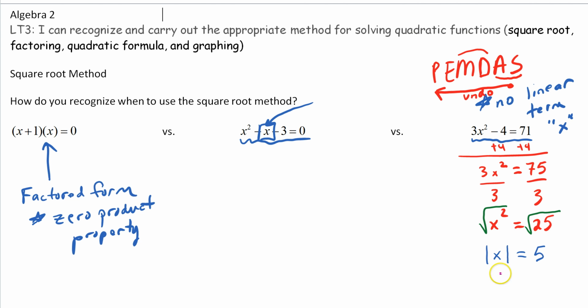So this actually has two solutions. X could be 5, or x could equal negative 5. So there are two solutions here. You can write it like this, or you can write it like this. Either one will be acceptable. You will see me write the solutions like the first one. And that is your lesson on solving using the square root method.